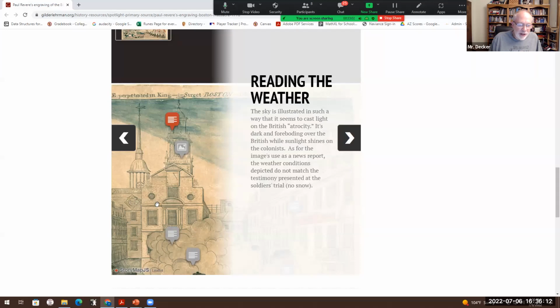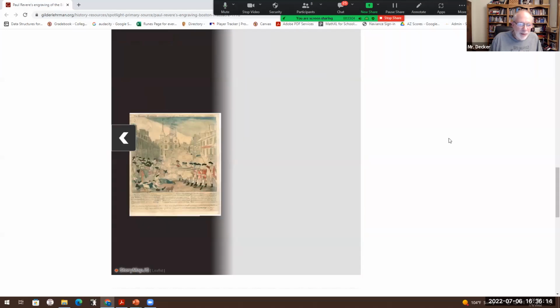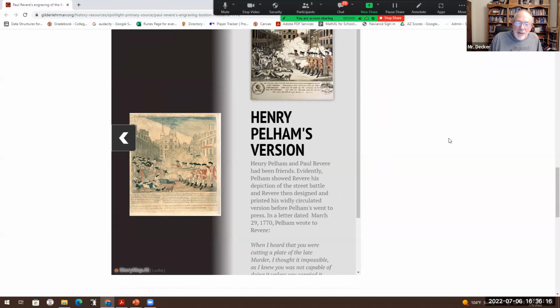And here's the aforementioned clock that originally was incorrect in Henry Pelham's version, and we're going to have them side by side in another slide. Henry Pelham and Paul Revere had been friends. They did not part that way. Evidently, Pelham showed Revere his depiction of the street battle, and Revere then designed and printed his widely circulated version before Pelham's went to press.